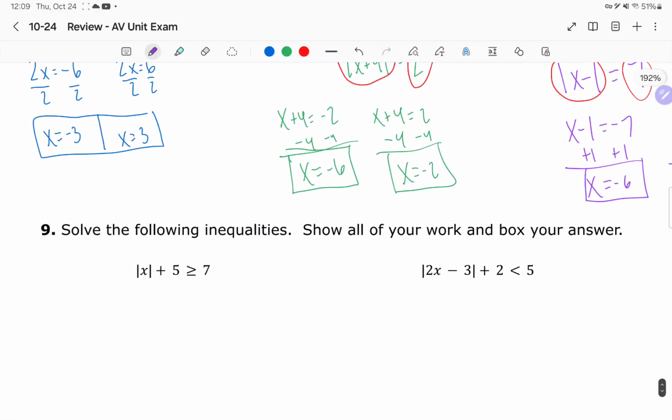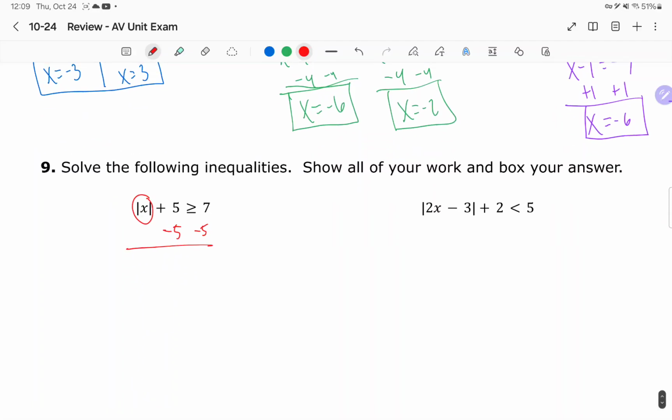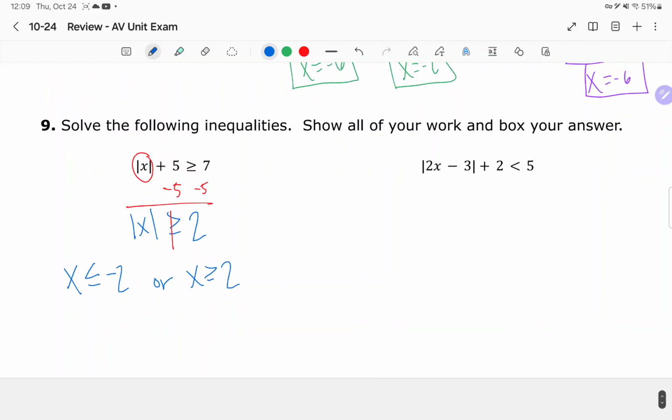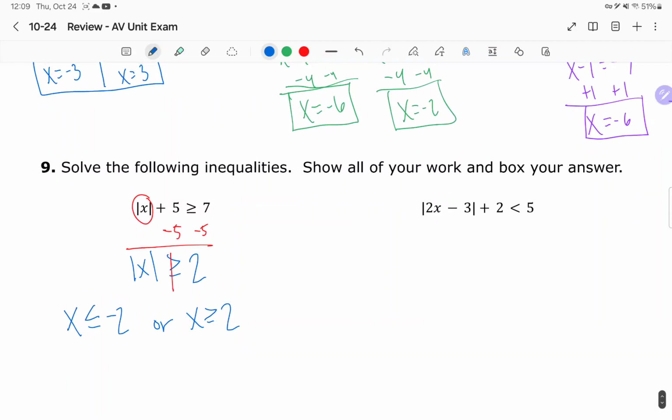There's 2 of them left. So it says solve the following inequalities, show all your work, and box your answers. So here we can see it's not isolated. We have the plus 5, so we're going to subtract the 5 from both sides. So we get the absolute value of x is greater than or equal to 2. It's isolated. So this right here is a split. We're going to say drop the bars, x is less than or equal to negative 2, or x is greater than or equal to the positive 2. So here, since there's nothing to isolate the x, this would be our final answer.